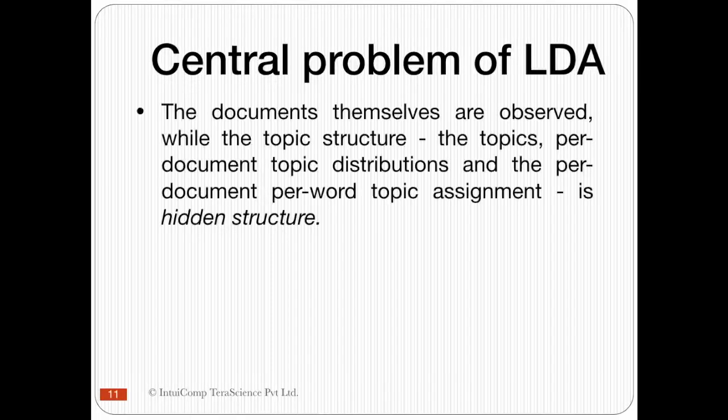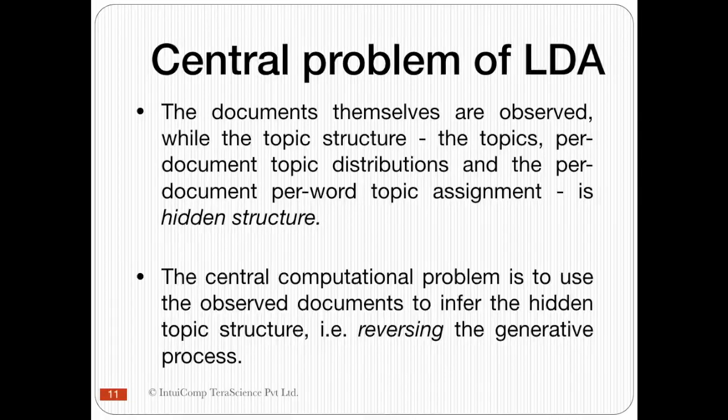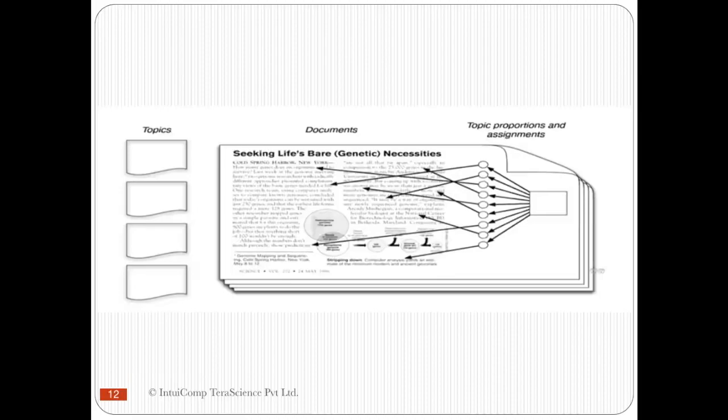Now, let us look at the central problem of LDA. LDA takes as input the documents themselves, while the topic structure, the topics, the per-document topic distributions, and the per-document per-word topic assignment is a hidden structure. The central computational problem is to use the observed documents to infer the hidden topic structure, that is, reversing the generative process. This is the meaning of reversing the generative process.